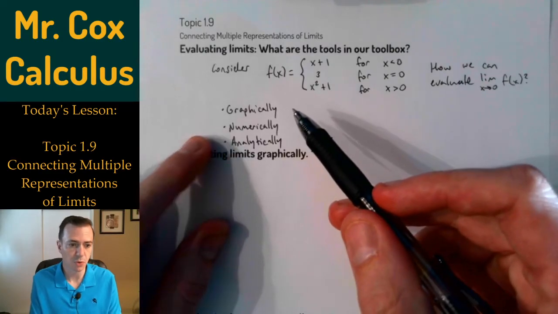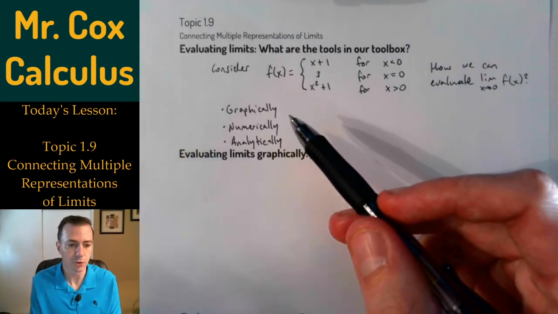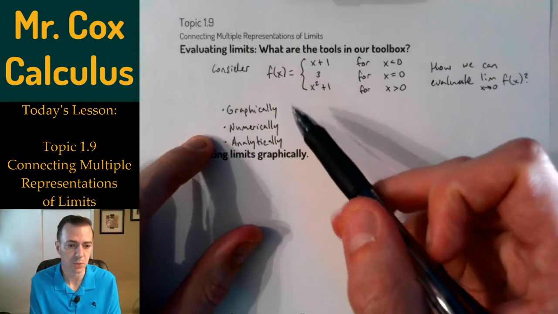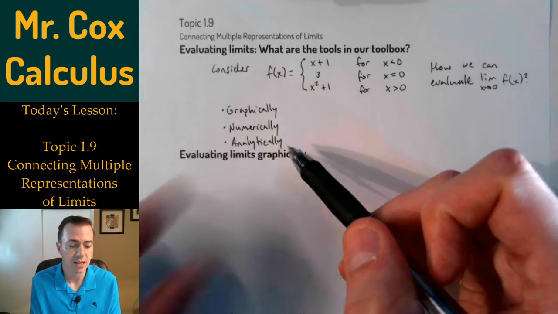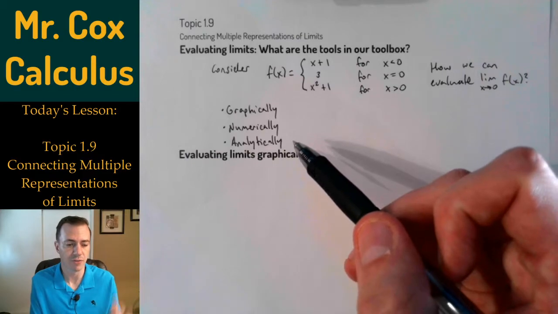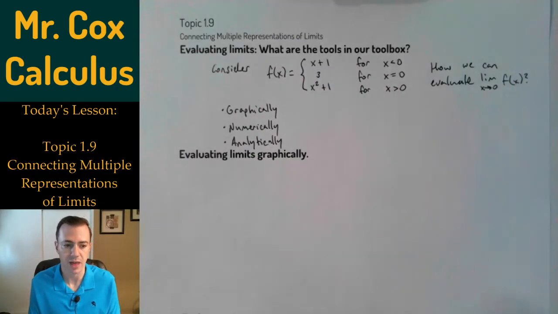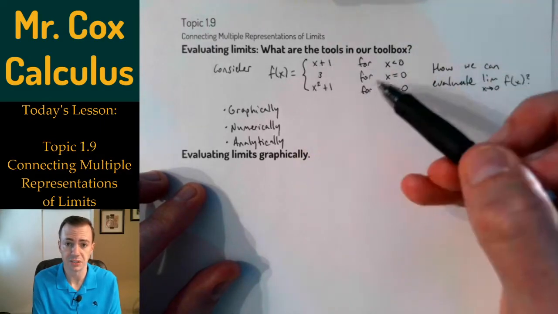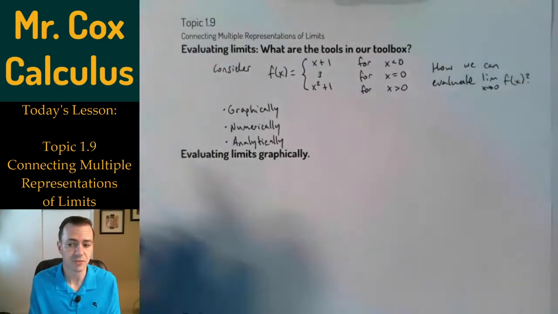Now these first two bullet points, graphically and numerically, are estimations of limits, and I'll talk about that as we go through them. The analytic side actually provides a verified evaluation of that limit. So in these next three videos, we're going to find the limit as x approaches 0 of this function in each of these three ways.